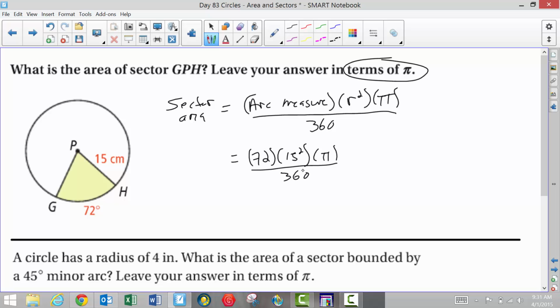So you go to your calculator. 72 times 15 squared is 16,200. So 16,200 pi over 360, you divide by 360, and you get 45 pi. Centimeters squared, since we're dealing with area, it's centimeters squared.